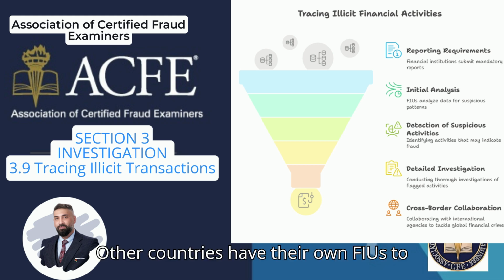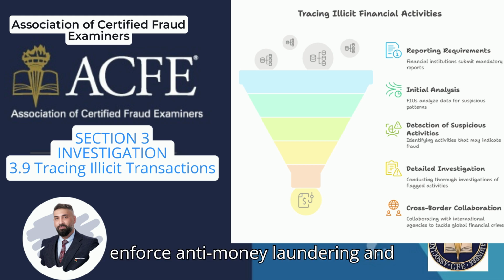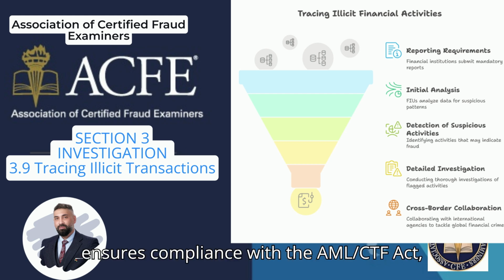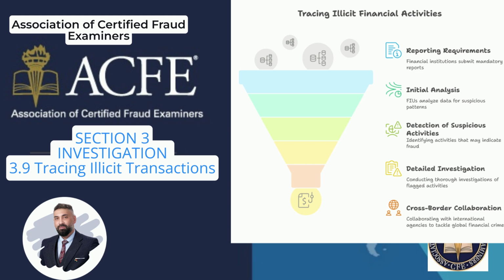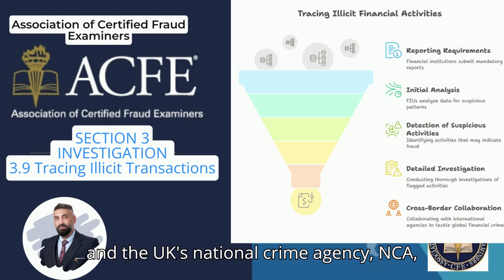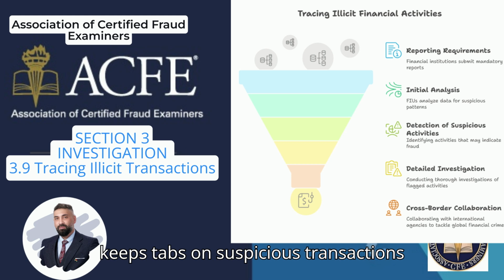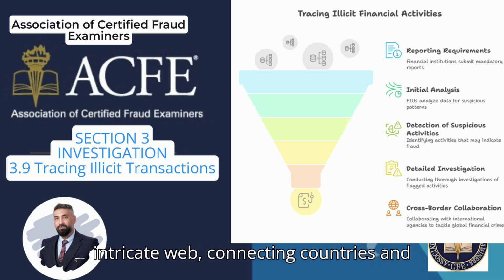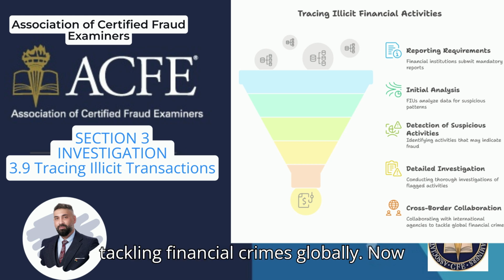Similarly, other countries have their own FIUs to enforce anti-money laundering and counter-terrorist financing laws. AUSTRAC in Australia, for example, ensures compliance with the AML-CTF Act, and the UK's National Crime Agency, NCA, keeps tabs on suspicious transactions tied to money laundering or terrorism financing. These agencies are like an intricate web, connecting countries and tackling financial crimes globally.